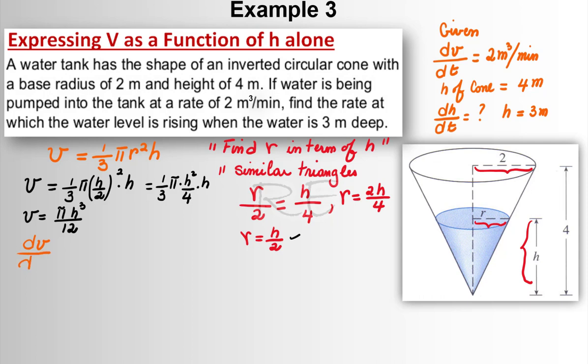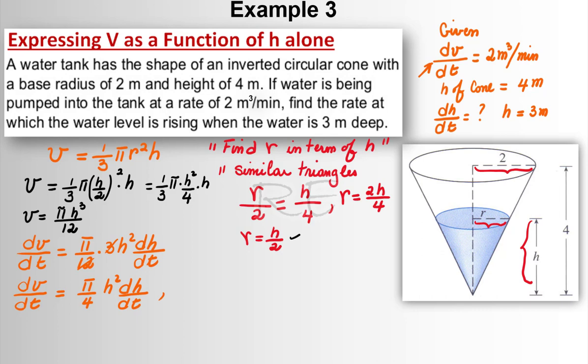dV/dt, when we take the derivative with respect to time, will be pi over 12 times 3h squared dh/dt. dV/dt will be, when reduced, pi over 4. 3 goes into 12 4 times, into itself once. h squared dh/dt.